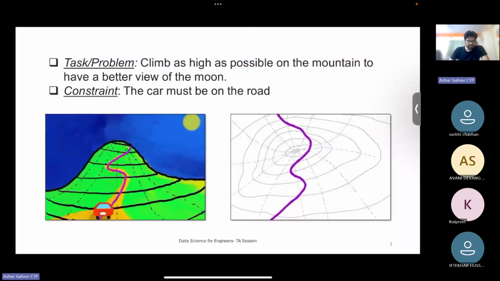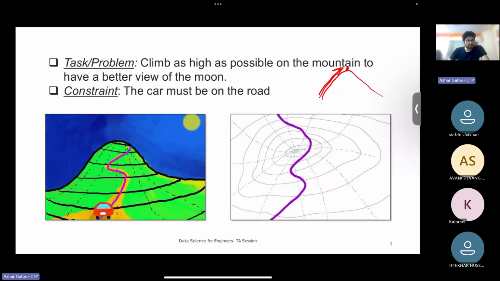Now looking at another problem. The task is to climb as high as possible on the mountain to have a better view of the moon. So on a mountain, we have to reach the highest point. There is always a possibility to walk straight up, but it's not always the best route to reach the topmost point.